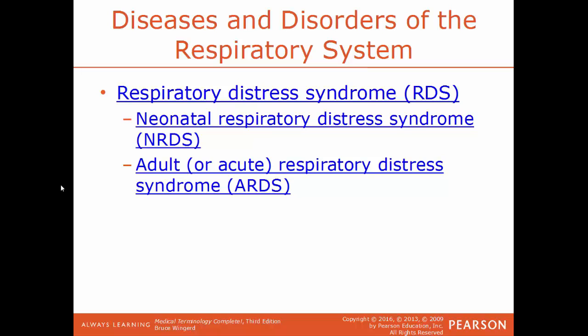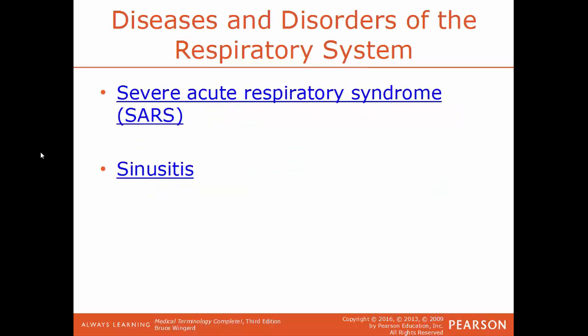This is a potentially life-threatening condition because once your tissues are starved of oxygen, they will start to die within minutes. Our next condition, SARS, severe acute respiratory syndrome. It's a very serious form of pneumonia. It's caused by a particular type of virus called the coronavirus. It is extremely rare. This is also a contagious disease and can become fatal. It's not that commonly diagnosed.